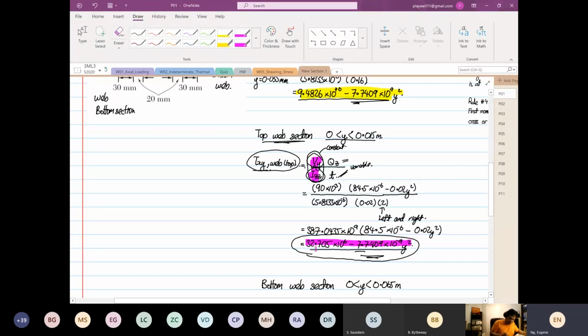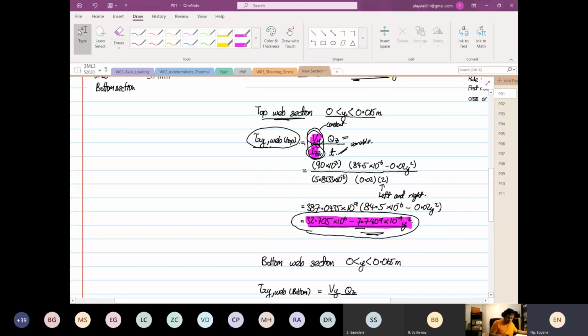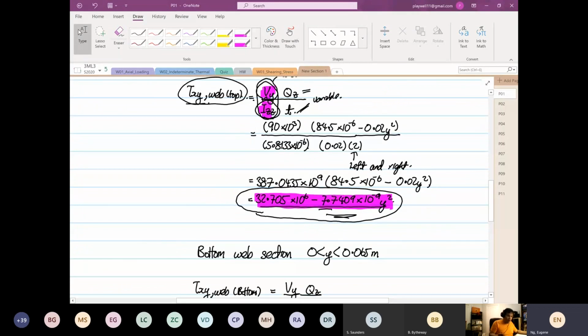Now this is the shear stress distribution. I remember a student asked, isn't shear stress equal to force divided by area? True. Shear stress is also equal to force divided by area, but that is the average. This is a distribution. Why is it a distribution? Because it's a function of y. That's why it is different from what you normally do.